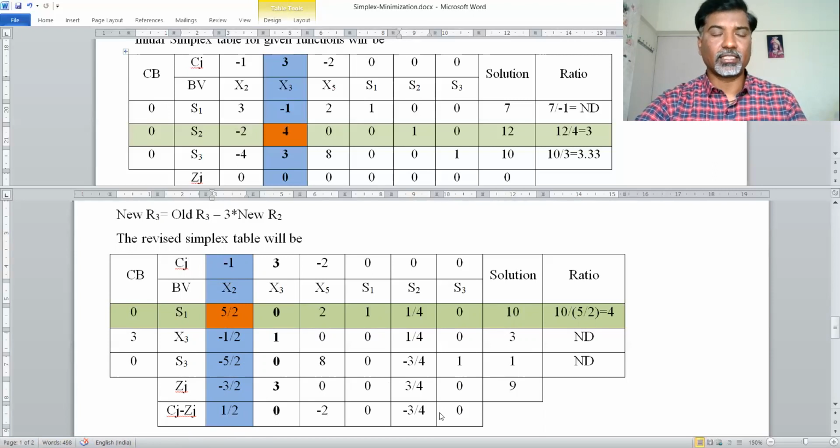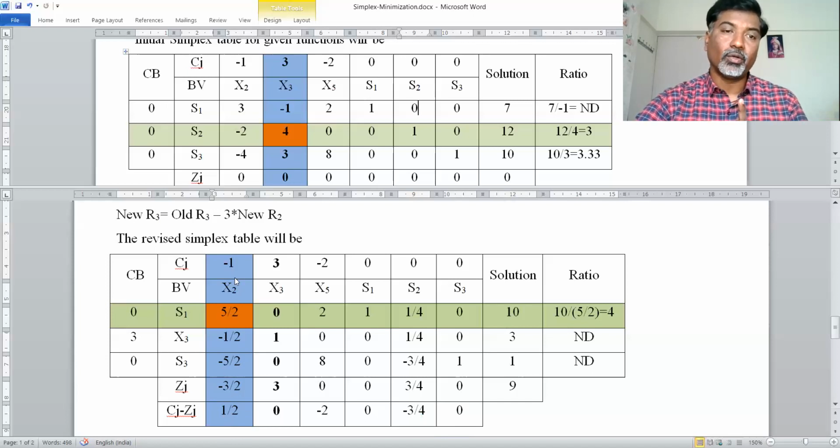Same as discussed earlier, we have to check whether the optimality is reached or not. How to check? If all Cj minus Zj values are less than or equal to 0, then and only then can we say the optimality is reached. So here, if you check all the values, you can see that the first value, this 1 half, is not less than or equal to 0. So this column I have to select as my key column.